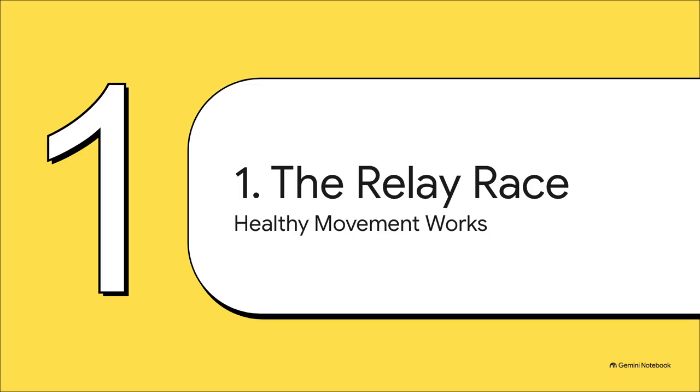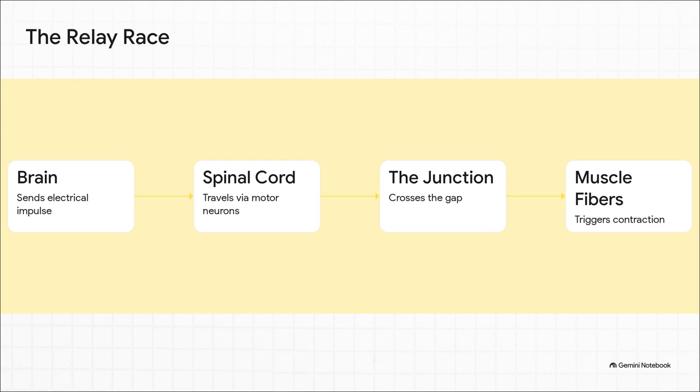Okay, Section 1, the relay race. Let's look at how healthy movement actually works. To really grasp these disorders, we first need to appreciate the absolute magic of healthy movement. Think of it like a high-speed electrical relay race, and there are 4 crucial steps. Step 1, it all starts in the brain, which sends out an electrical impulse. Step 2, that impulse races down the spinal cord via specialized motor neurons. Step 3, it hits the neuromuscular junction and crosses the gap using chemical messengers. And finally, Step 4, the impulse strikes the muscle fibers, triggering a contraction. Now, a breakdown at literally any single one of these stations, that's what results in a neuromuscular impairment.